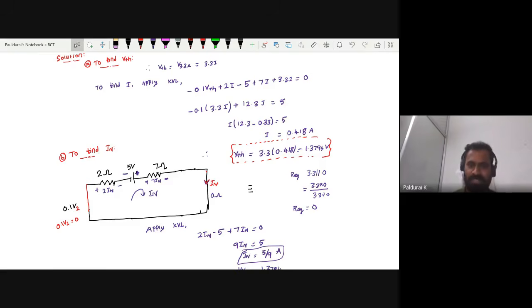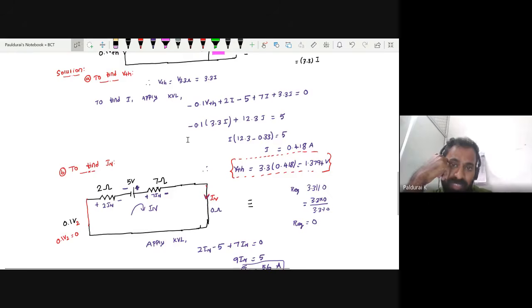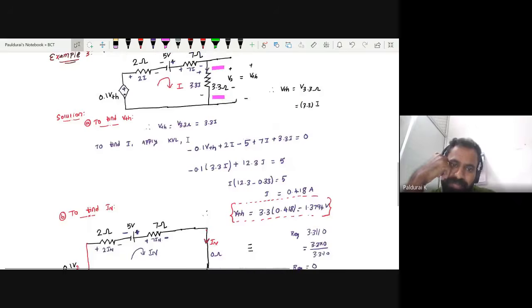That's it for today's class. We can finish. But I want to know whether the answer is correct or not. You please go through how to find VTH, how I found VTH, whether it is correct or not. I feel I have made a mistake somewhere. What about you guys?